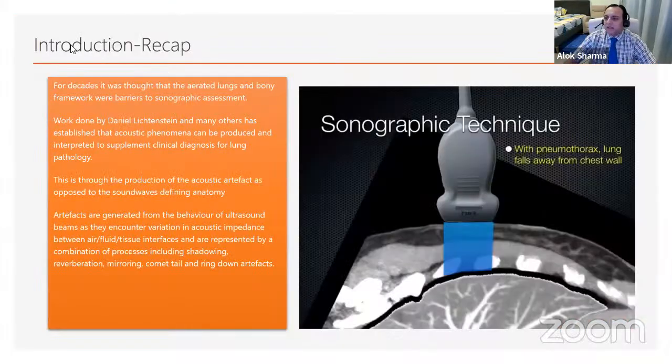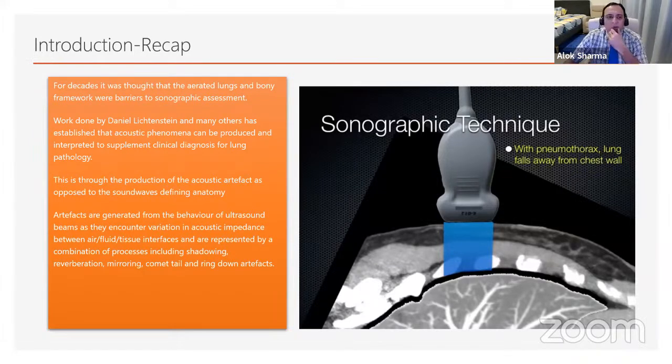We have about four participants who've joined us today, so a very quick revision. With lung ultrasound, the initial thought was that we could not use it, because everybody thought that air has an acoustic impedance that doesn't let ultrasound waves penetrate at all. If they can't penetrate, you're not going to be able to see anything beneath the level of tissue.